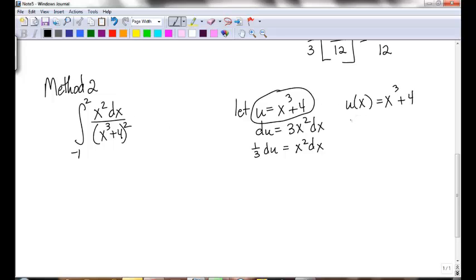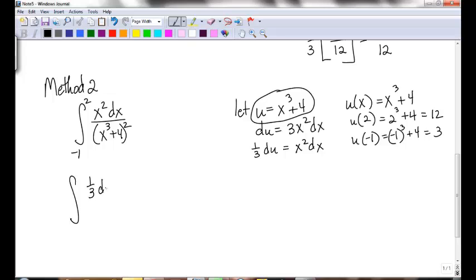So sub in 2, you sub in the top one. So 2 cubed plus 4, that'd be 8 plus 4, which is 12. And then sub in the negative 1. So negative 1 cubed plus 4 would be 3. So now when you sub in the definite integral, we're going to have the 1/3 du up on top. Down on the bottom, we're still going to have the u squared. Now the only difference is you can put in these new values, and the new values are 12 and 3. Okay, so far? Take the 1/3 out front, so it's very similar.